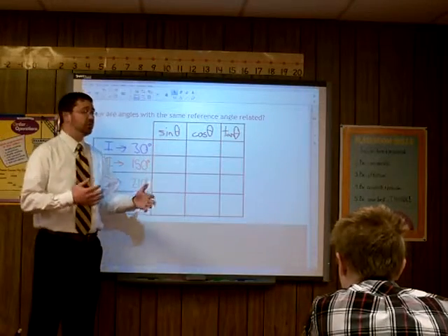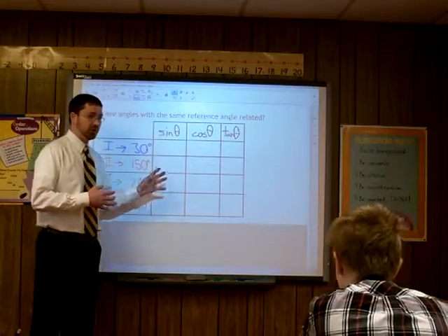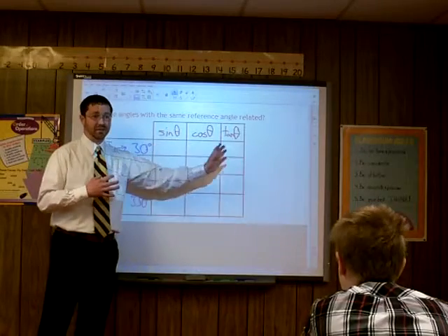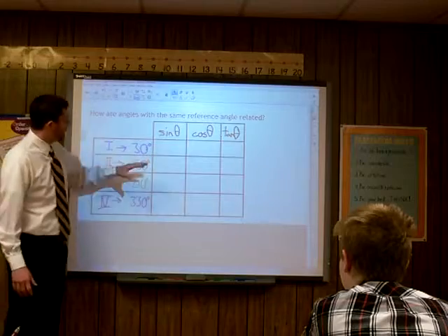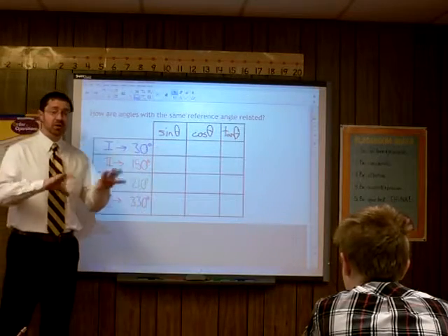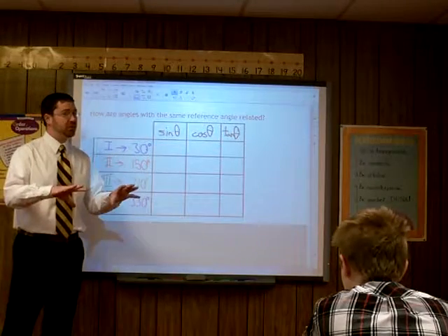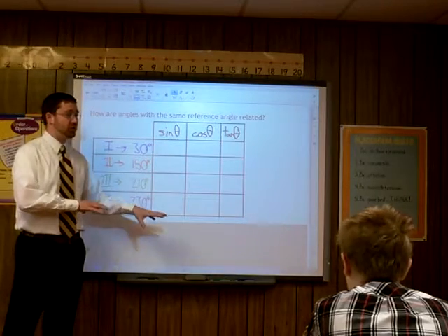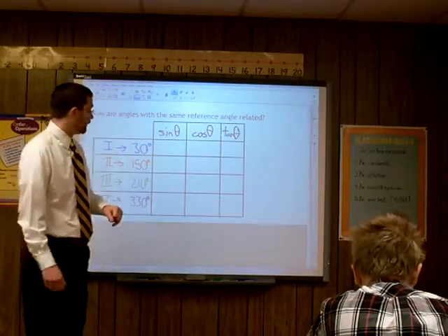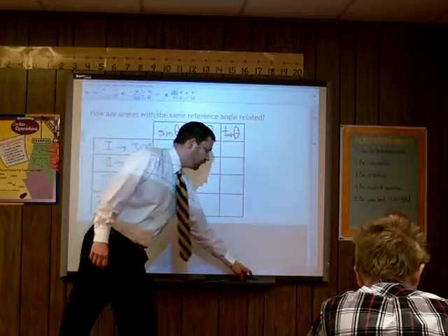Now, in your notes, you do not need to copy down this whole table. I just want you to see something here. Those of you who like to write down everything, that's okay. But I want you to observe something here. We're going to make an observation, and we're going to use this observation to develop a rule. And the rule is what we'll write down.